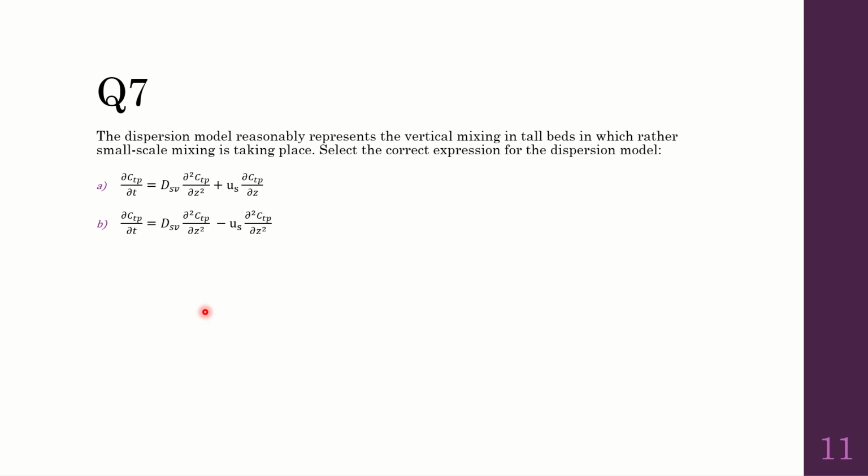Or option B: ∂CTP/∂t = DSV ∂²CTP/∂z² minus US ∂²CTP/∂z². Option C: ∂CTP/∂t = ∂²CTP/∂z² into DSV minus US into ∂CTP/∂z. Or option D: ∂CTP/∂t = US ∂²CTP/∂z² plus DSV ∂CTP/∂z. So just think and then we'll discuss.